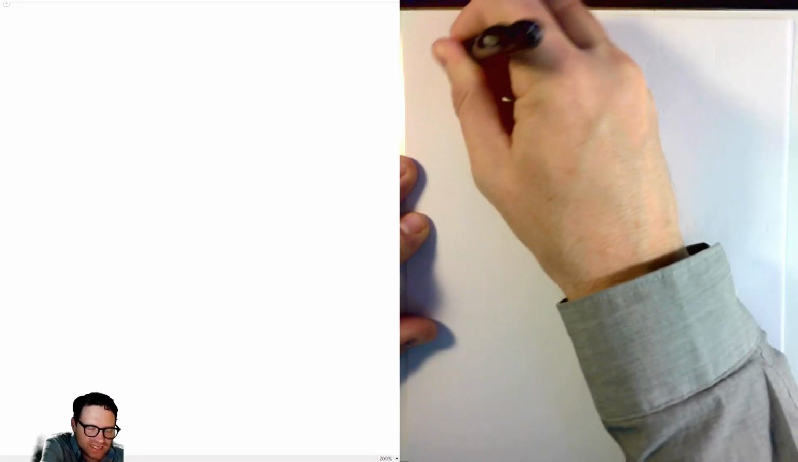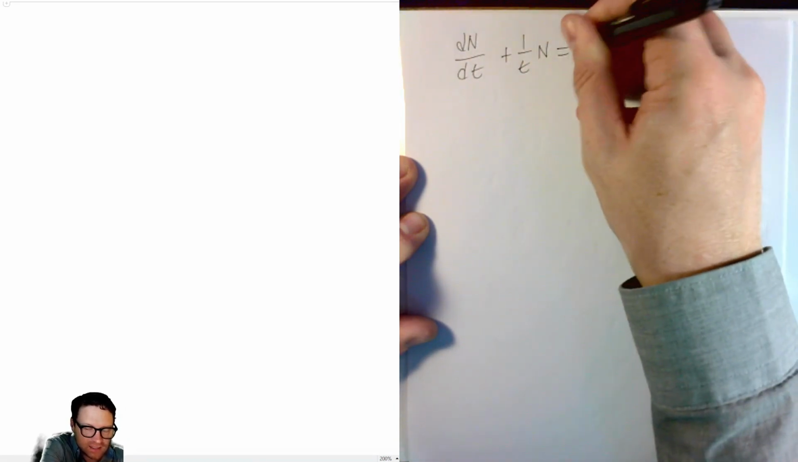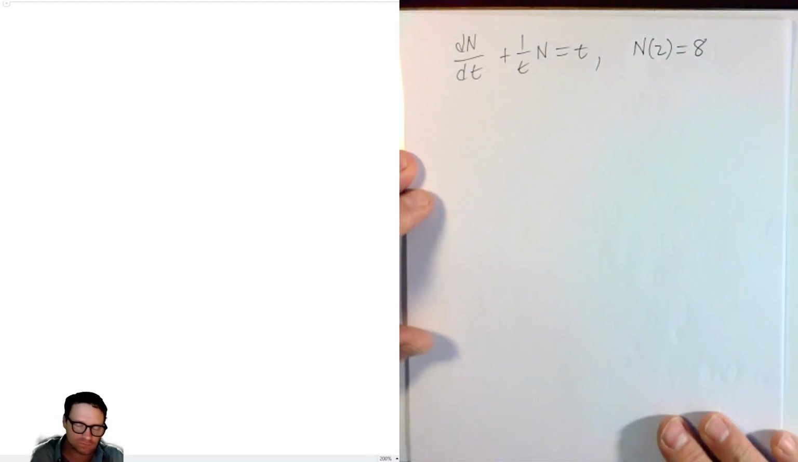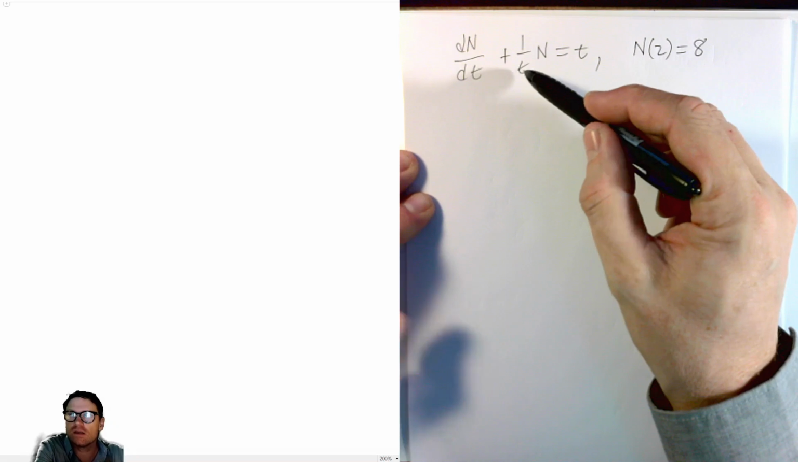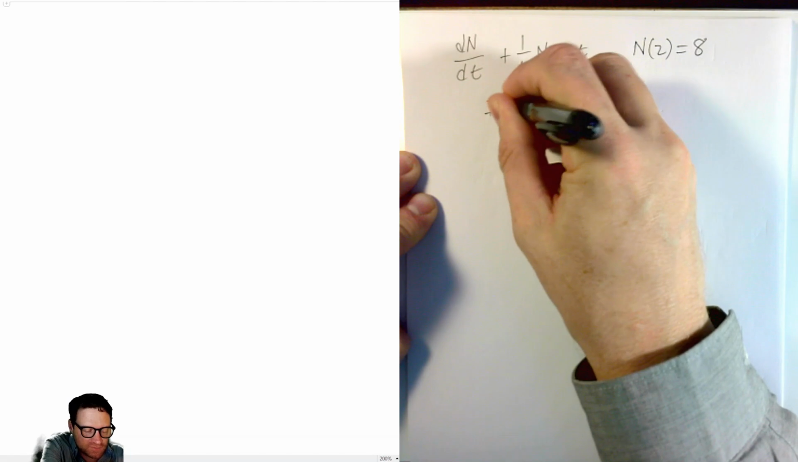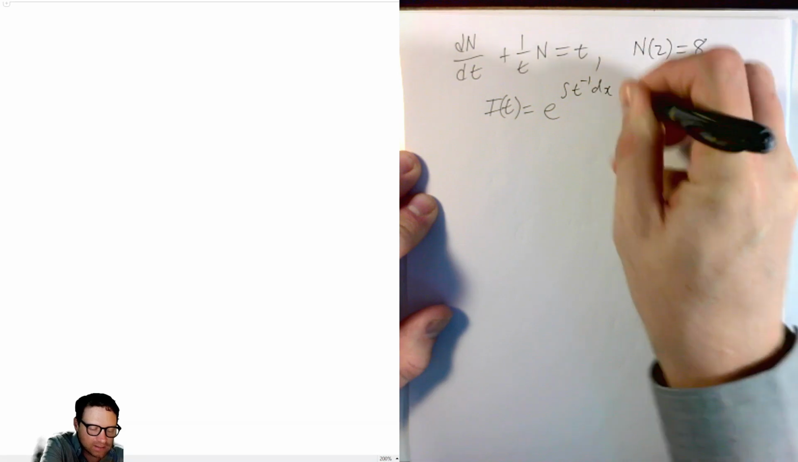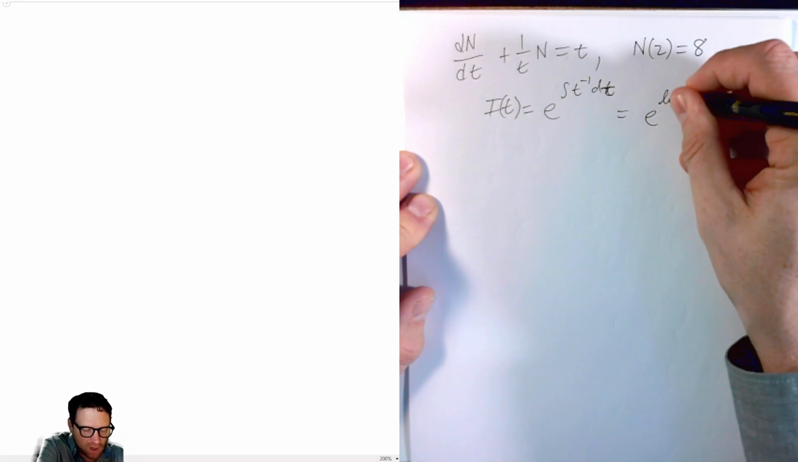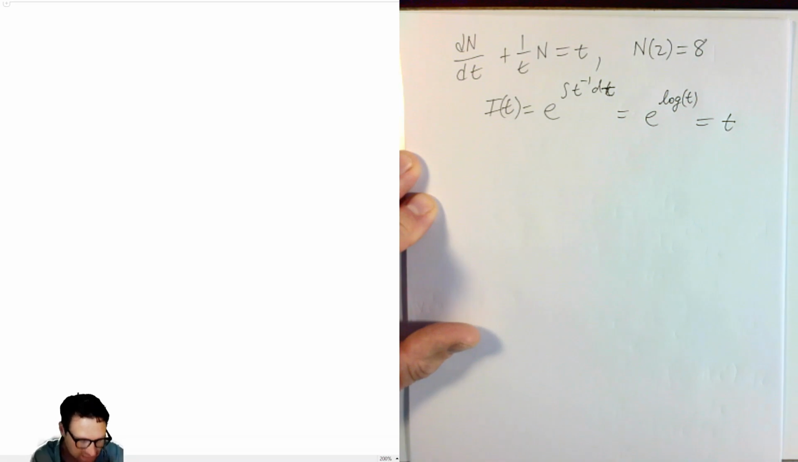So in the next one, we've got dN/dt plus 1/t N is equal to t, with N of 2 is equal to 8. Okay, integrating factor. This time the independent variable is t, and so our integrating factor is I of t equals e to the integral of t to the minus 1 dt. And so this is e to the natural log of t, and of course this is just t. So our integrating factor is t.